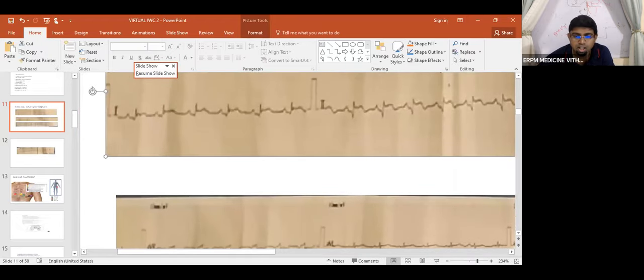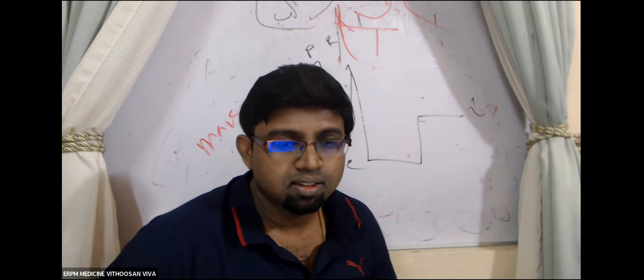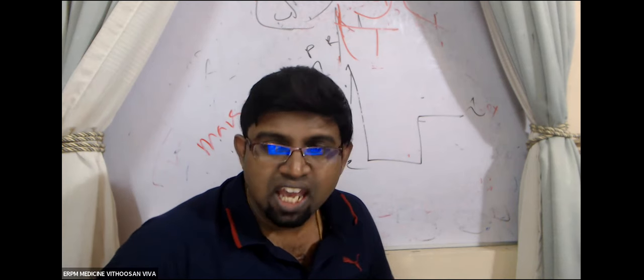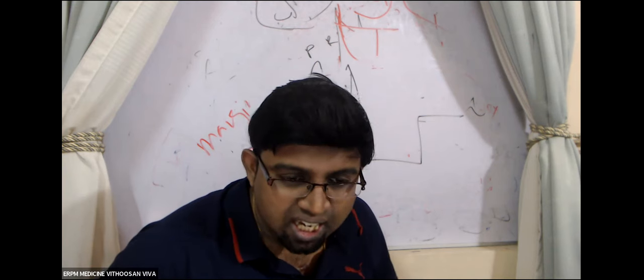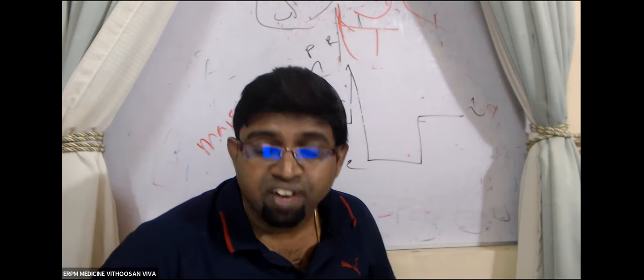Right? So lead 2, look at me. Lead 2, lead 3, aVF, ST elevation. What is that? Inferior. Lead 2, lead 3, aVF, ST elevation. What is that? Inferior STEMI. Lead 1, aVL, V5, V6, ST elevation. What is that? Lateral STEMI.